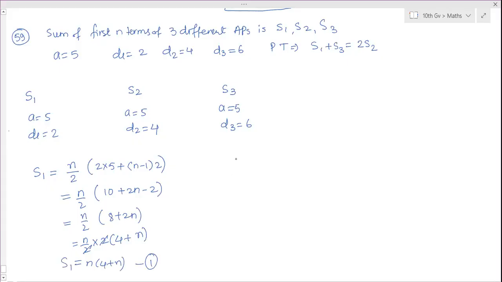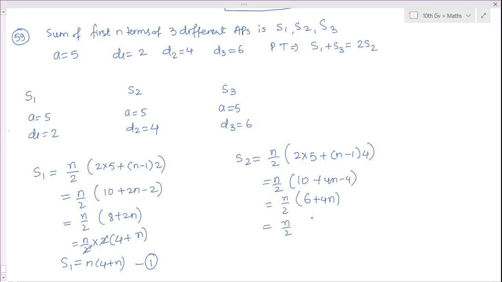Now what is the S2 value? N by 2, don't take 2 here, otherwise everything gets confused. 2 into 5, plus n minus 1 into common difference 4. So n by 2 into 10 plus 4n minus 4, which is n by 2 into 6 plus 4n. Take 2 common: n by 2 into 2 into bracket 3 plus 2n. So this 2 gets cancelled, and S2 is n into bracket 3 plus 2n. This is the second part.